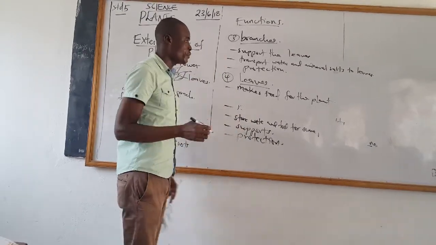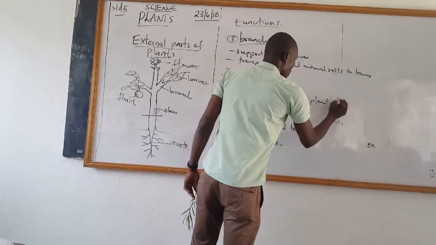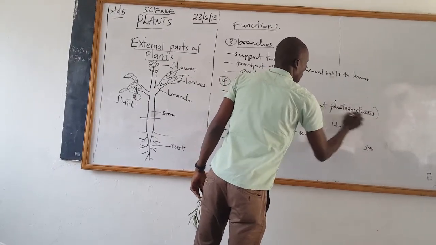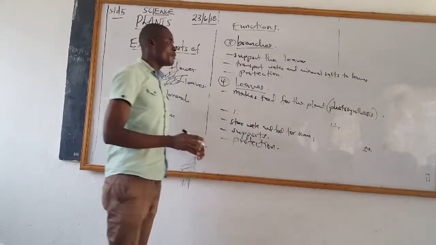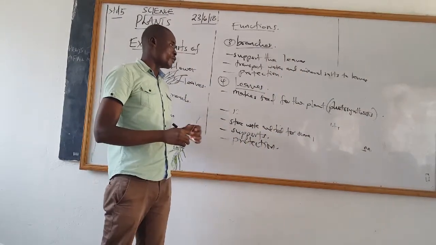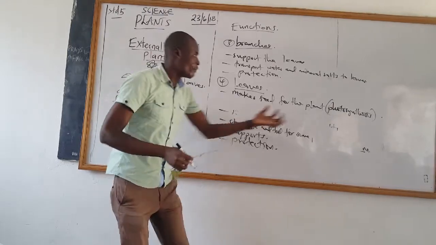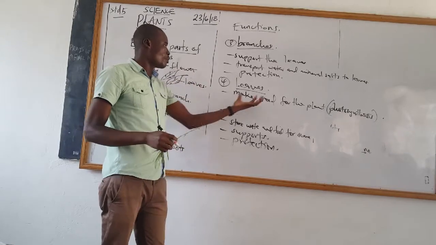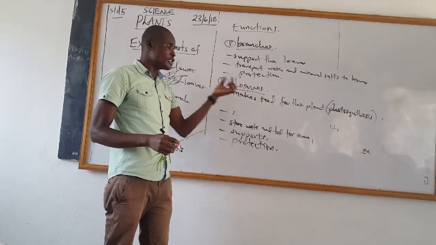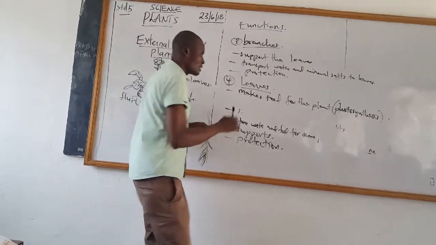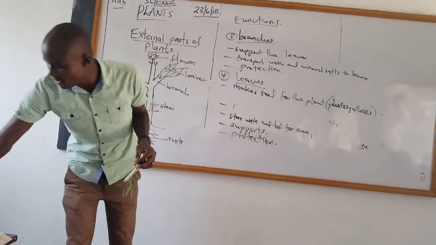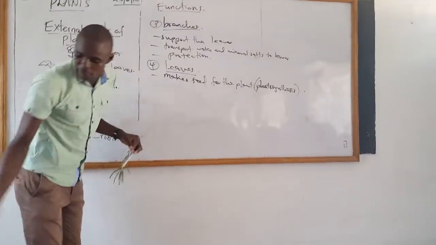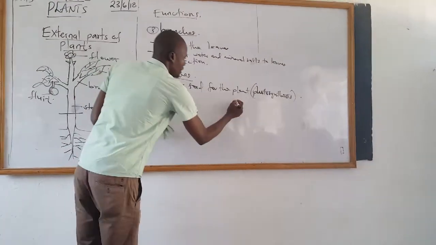That process of making food is called photosynthesis. The process by which plants make their own food is called photosynthesis. From the word photo, it needs light, and that's why light is normally attracted by the leaves. Let me write whatever it needs for photosynthesis to take place.